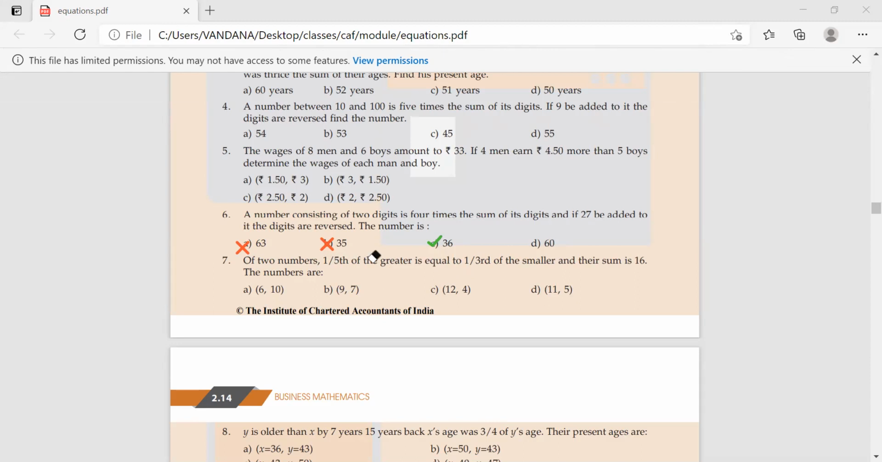Of two numbers, 1/5 of the greater is equal to 1/3 of the smaller, and their sum is 16. Again, try the options. If the numbers are 6 and 10, their sum is 16. And 1/5 of the greater, 10, is 2, and 1/3 of 6 is 2. This is right.